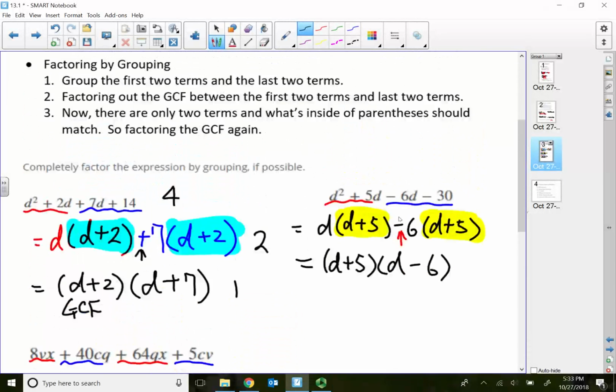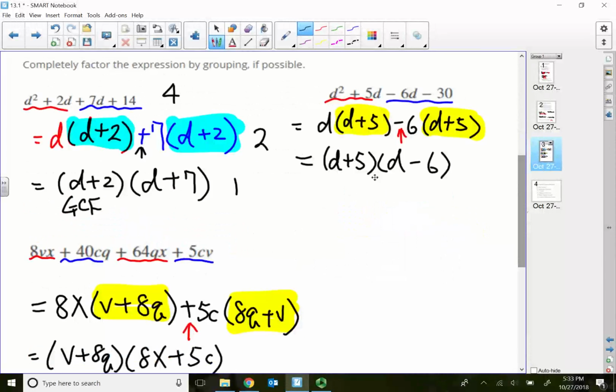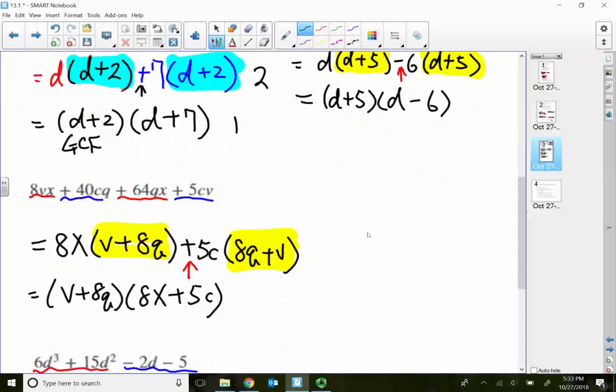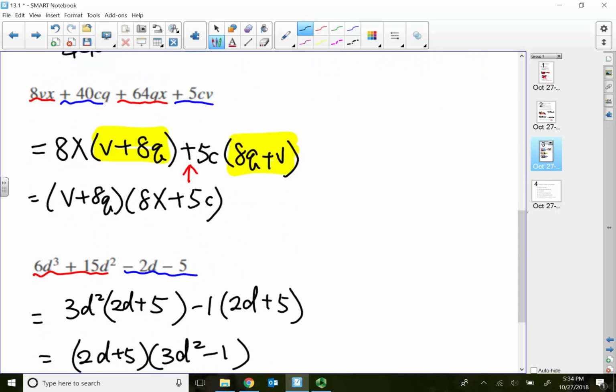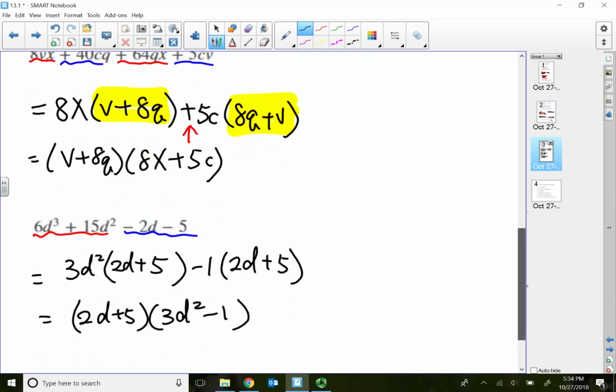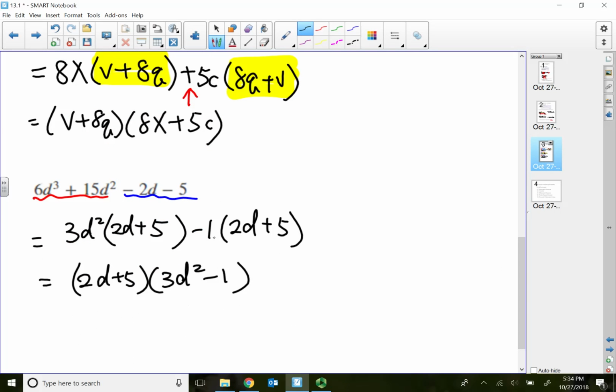When you look at these answers, you notice that when we finish writing our answers, each answer consists of 1 term. That's what factoring does. Factoring allows us to take a polynomial consisting of multiple terms and break it back down to 1 term. All right, that will conclude this lecture video.